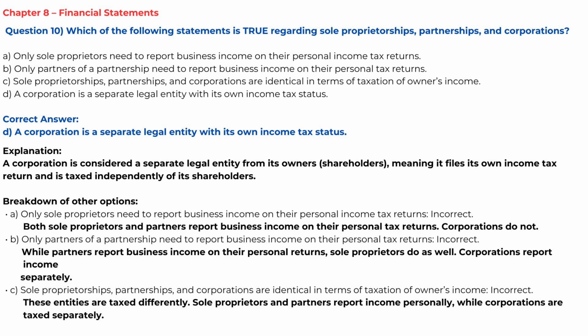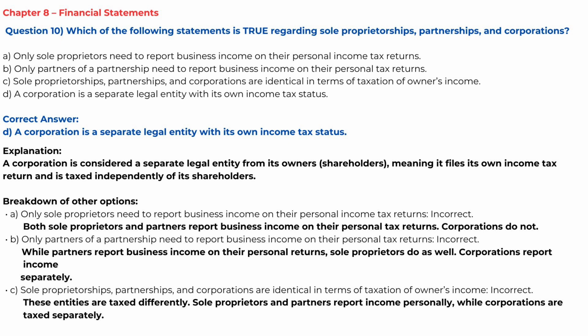Question 10. Which of the following statements is true regarding sole proprietorships, partnerships, and corporations? Correct answer, D. A corporation is a separate legal entity with its own income tax status. Explanation. A corporation is considered a separate legal entity from its owners, the shareholders, meaning it files its own income tax return and is taxed independently of its shareholders.